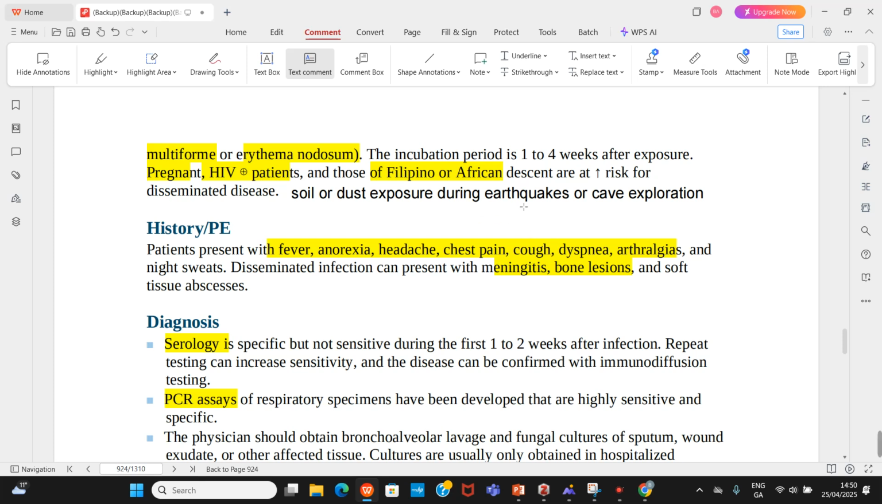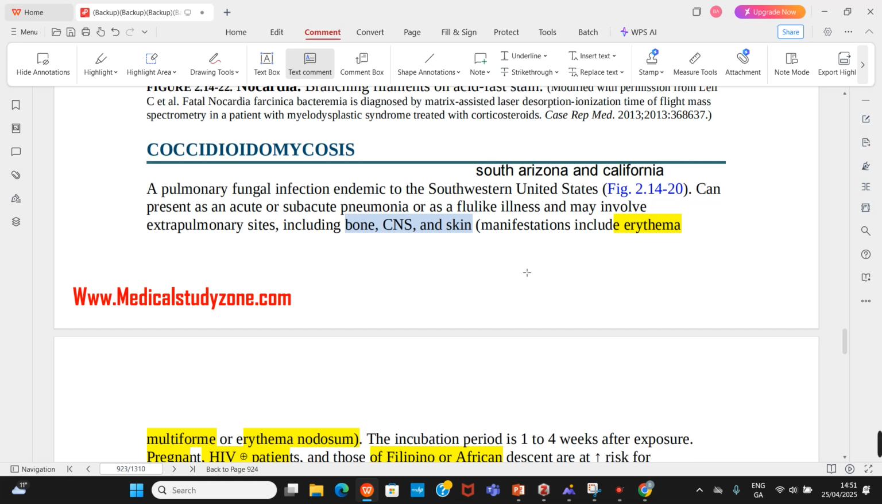And because it affects the bony joint, they can have arthralgia, they can have some bone lesions too, and of course meningitis because it affects the CNS. So the one that commonly affects the CNS out of these chronic fungal infections is coccidioidomycosis. Never forget that.